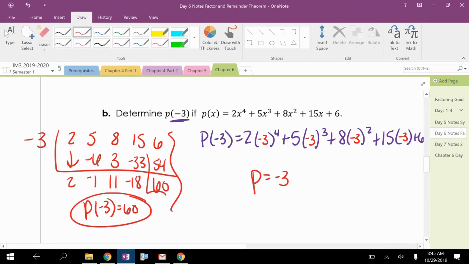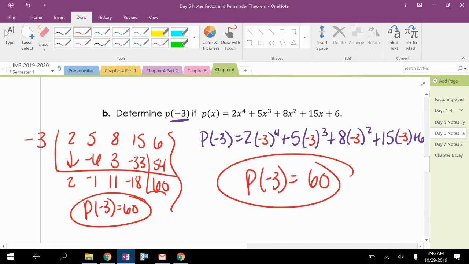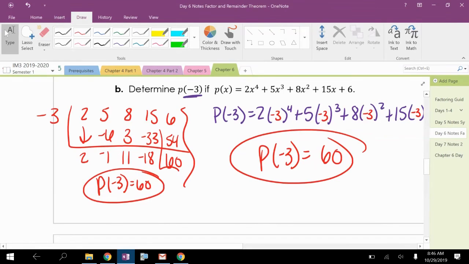So the value when you plug in -3 is 60. Whether you did this method or this method, either one is fine. Okay? Again, I did this on the side because I did not have a calculator on me. Well, I guess I did, but I didn't want to use it. Questions? You sure? Go ahead and flip it.